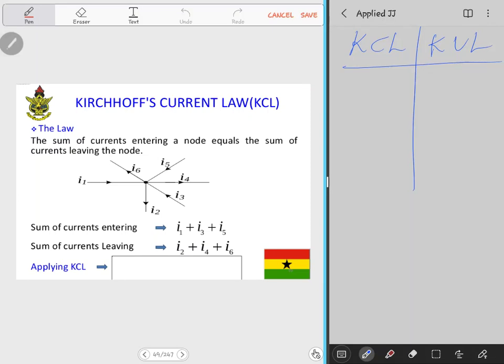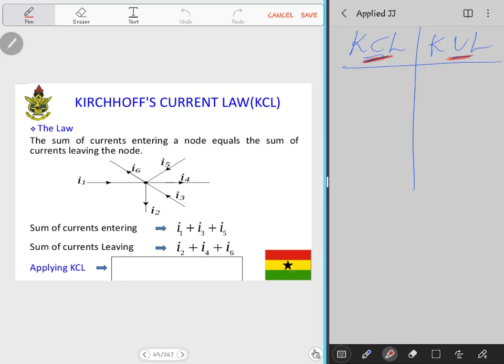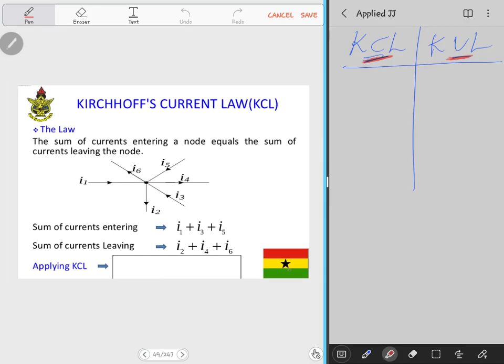Alright, so when it comes to applied electricity, KCL and KVL on their own are not useful. The main aim is that we apply them in circuit analysis. Whatever we do in applied electricity is about circuit analysis, whether magnetic or electrical. The laws on their own are not that important, but the application is what makes everything easy. It makes our lives easier.